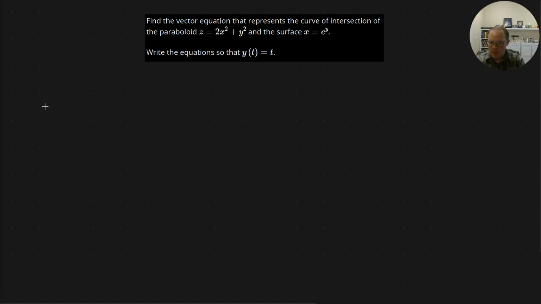The y of t component here is the middle component, right? We're thinking of our vector valued function as having three components. y of t is the function in the middle, the y component. So we already know that that should be t.